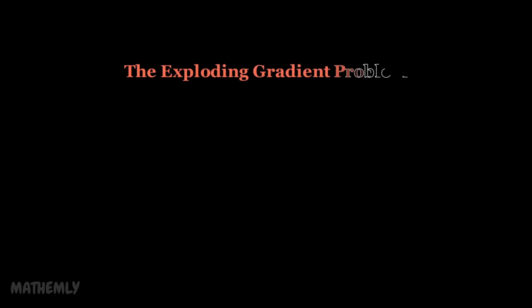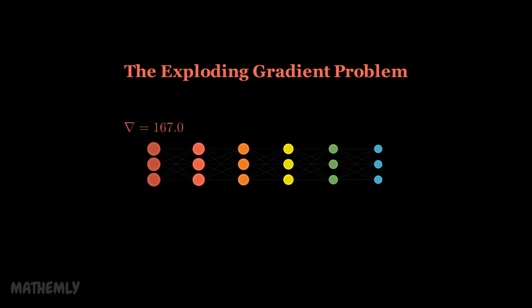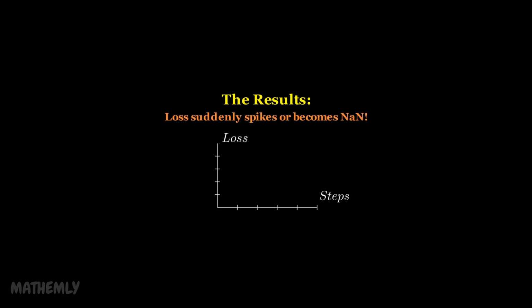Now let's look at the opposite problem, exploding gradients. Here, instead of shrinking, gradients grow larger and larger as they move backwards through the network. This usually happens when weights are large or when many layers amplify the gradient at each step. As a result, weight updates become extremely large, the model's parameters jump wildly, and training becomes unstable or breaks completely. You might see the loss suddenly spike or turn into NaN, not a number, values.